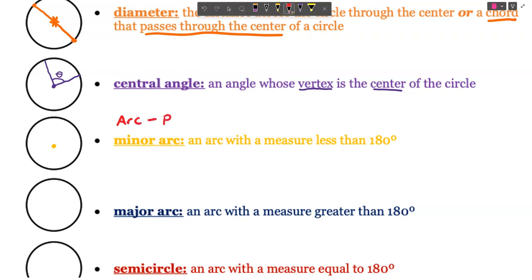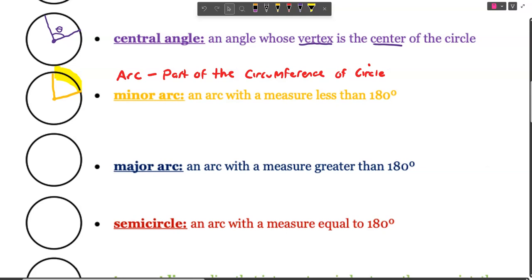An arc is part of the circumference, or the outside, of the circle. Specifically, a minor arc is going to have a measure that is less than 180 degrees. So what that means is, let's say I drew a central angle that looked like this. The arc that we would be referring to in this situation that's less than 180 is the one that I'm highlighting here in yellow. That is going to be considered a minor arc.